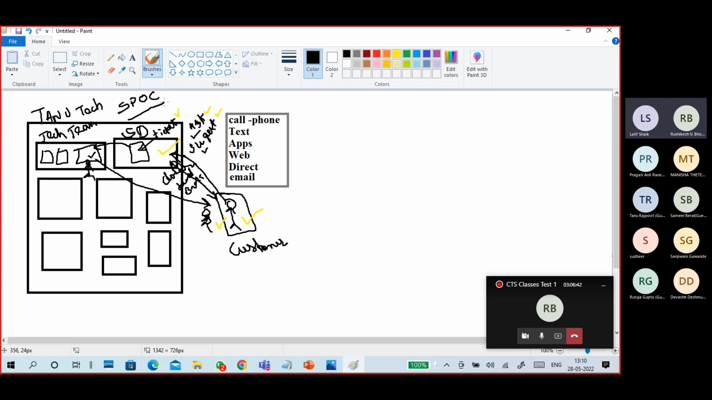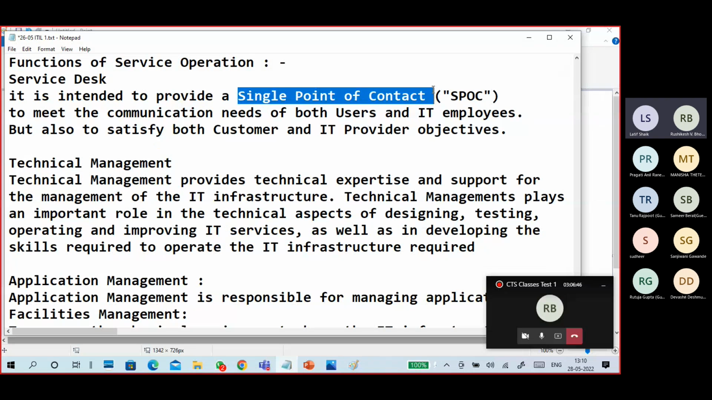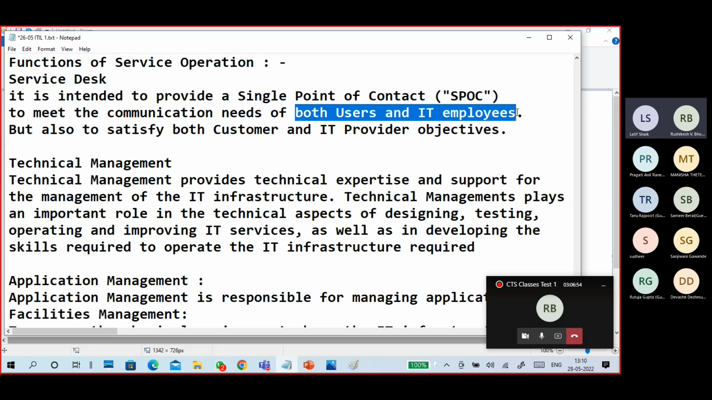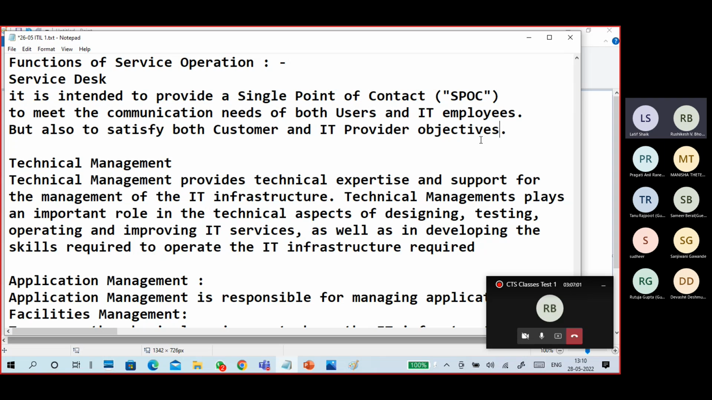Single point of contact. Look here, it is a single point of contact. It's intended to provide a single point of contact to meet the communication needs of both users and IT employees, but also to satisfy both the customer and the IT provider. That's why it is the power of the service desk.